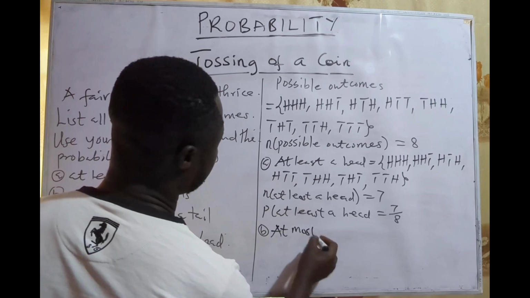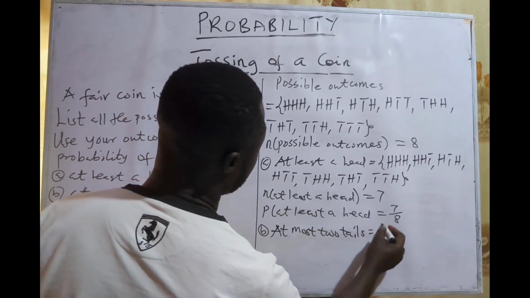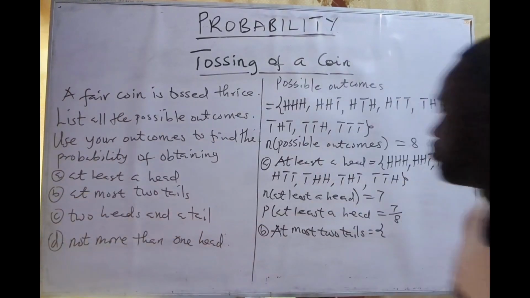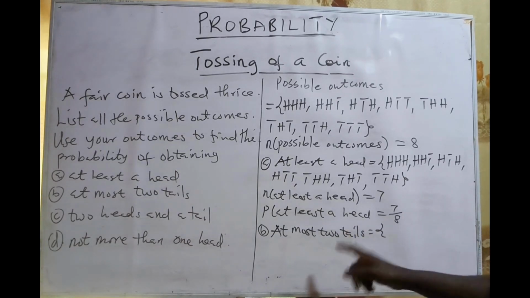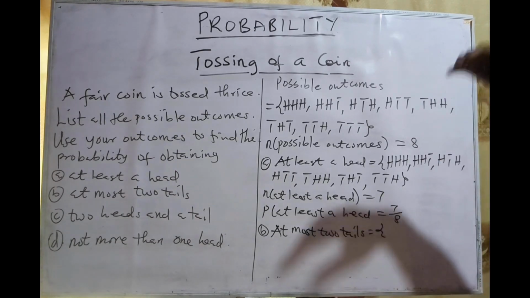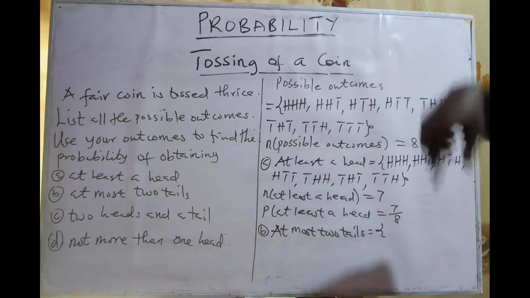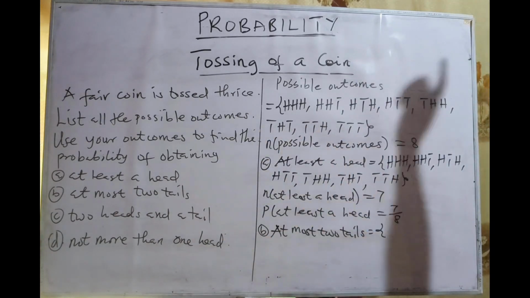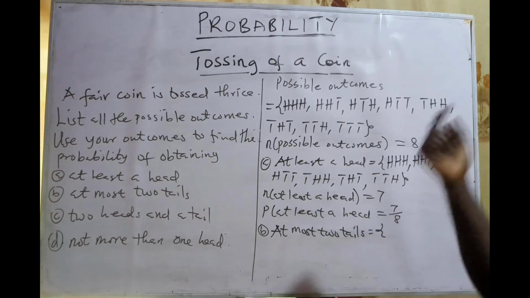At most 2 tails. So we look at "at most". We are going to list the event that it is at most 2 tails. At most 2 means that at the maximum 2, so 2 or less. At most means that figure or less, or that value or less. At least means that value or more. So at most 2 tails means 2 tails or less.